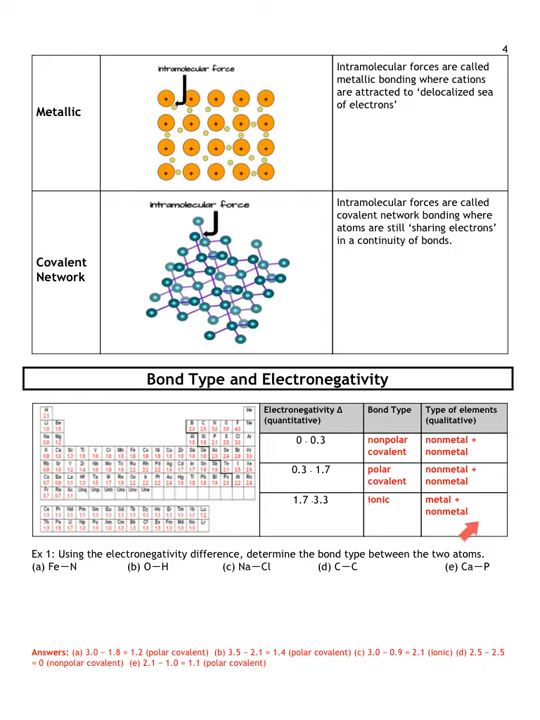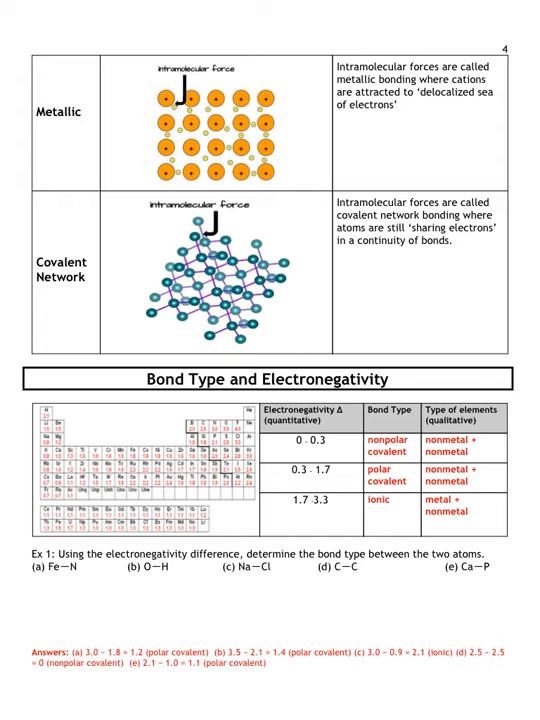Ionic is metal and nonmetal, and thus the higher the electronegativity difference between the two atoms, the more ionic. Oftentimes you'll see one atom on this side, which is a metal, and another atom on this side, which is a nonmetal, and that difference is going to be a large difference. That large difference makes that bond ionic. Okay, so we're going to look at example 1.